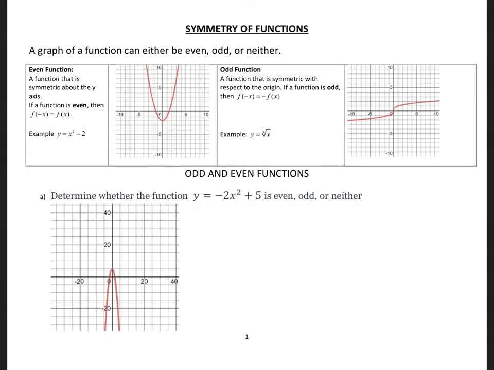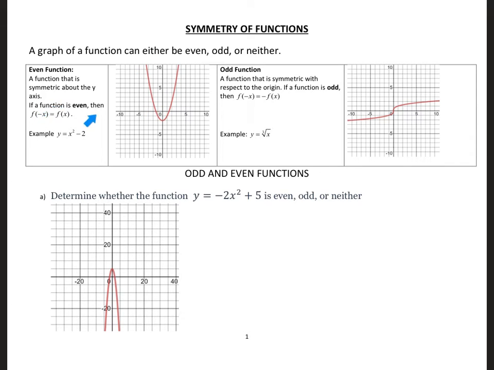Here we are looking at symmetry of functions. And from what we see here, a graph can either be even, odd, or neither. So an even function is a function that is symmetric about the y-axis. For example, you can see this function here is symmetric about the y-axis.